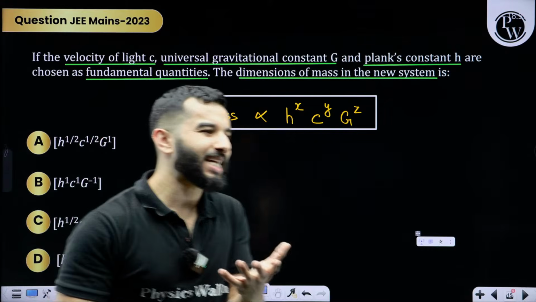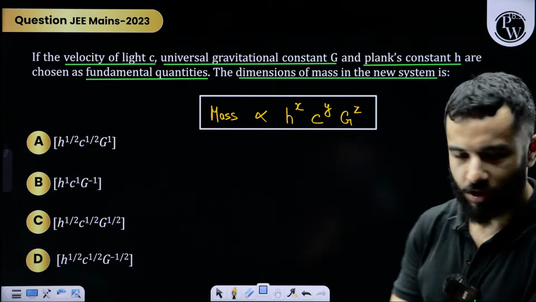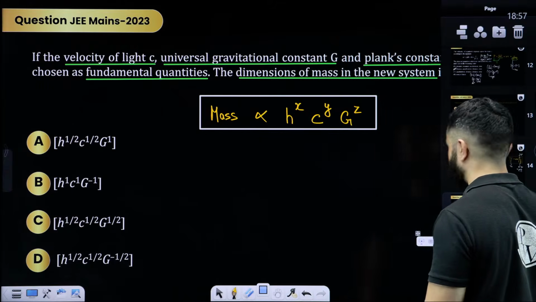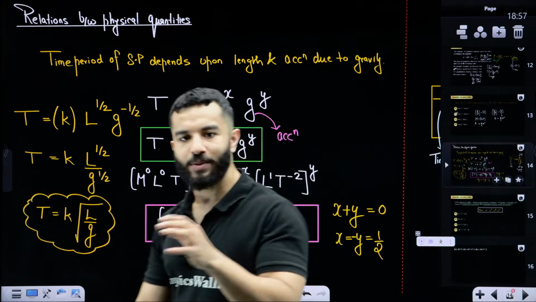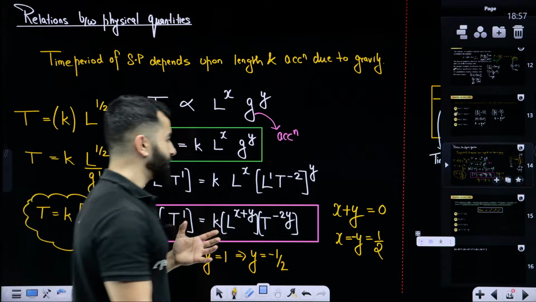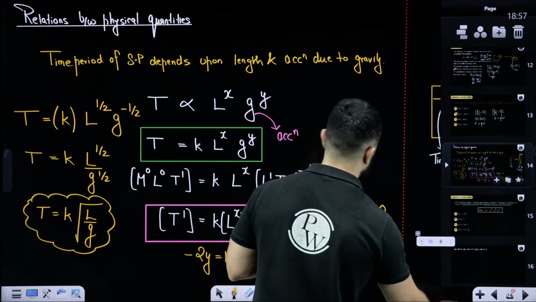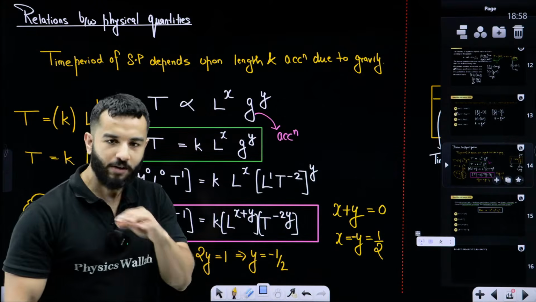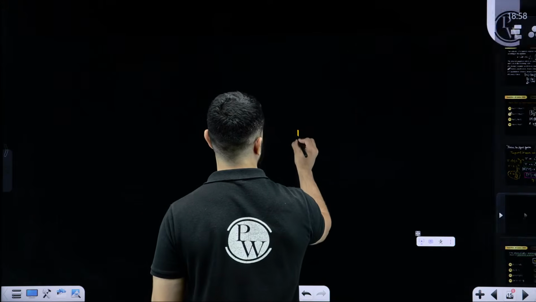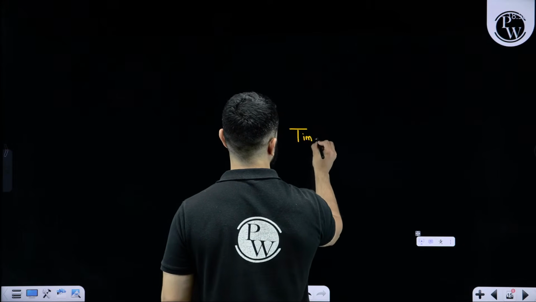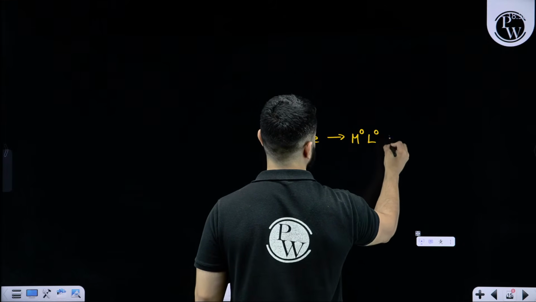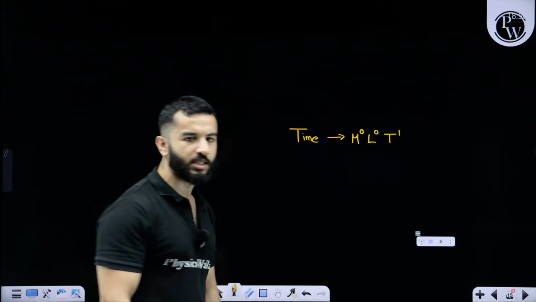Let me tell you what new system is. Whenever you ask me any doubt in the chat box, I'll definitely reply. New system basically means, if I ask you how to represent time, you are going to say, sir, it is quite simple. Time will be represented by something like this: M^0 L^0 T^1. This is how we represent time.